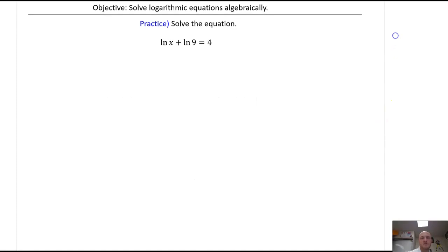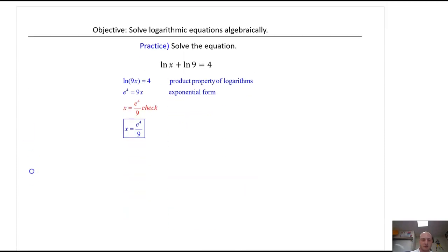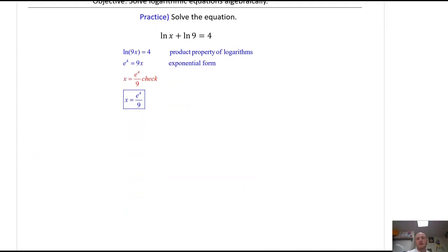Here you go. Please try this example. Okay, hopefully you pause the video. Here is the solution. We get x equals e to the 4th divided by 9. That is the solution.